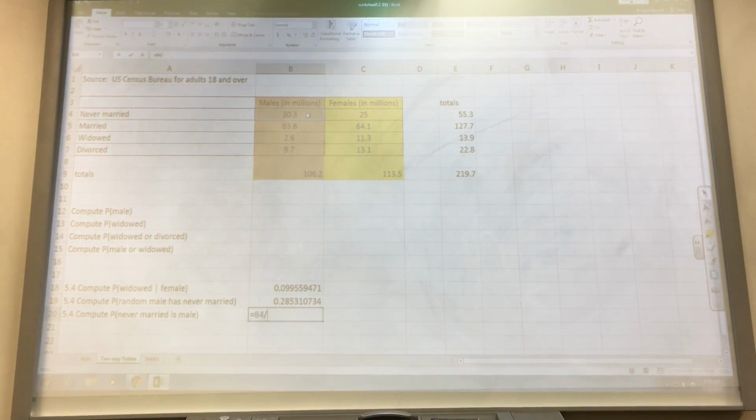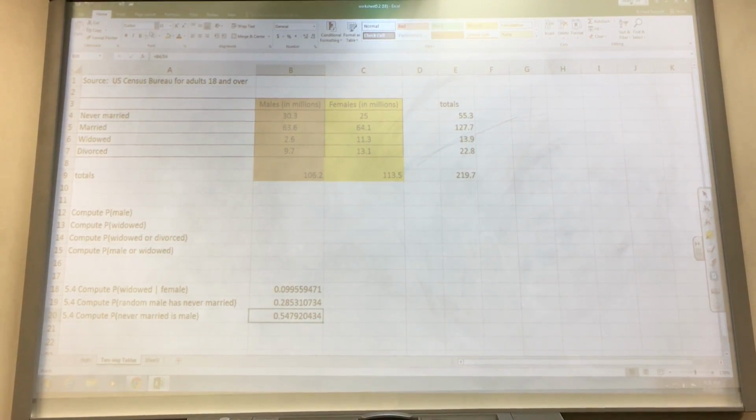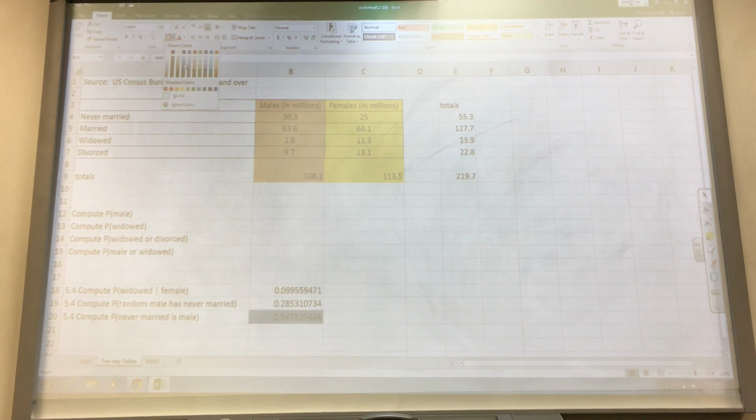Divided by what? 55.3. So you're looking at the row. It's a good thing to look at. Okay, so I should color code these, right? So this time he's limited his sample space to the row, never married, instead of to the columns. So that's your orange one. And this one is the row. Does that make sense? Not too bad, right? It's a lot easier than using this dumb formula, right?